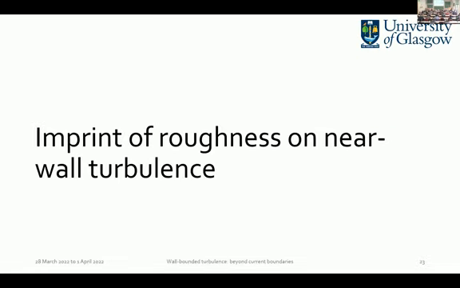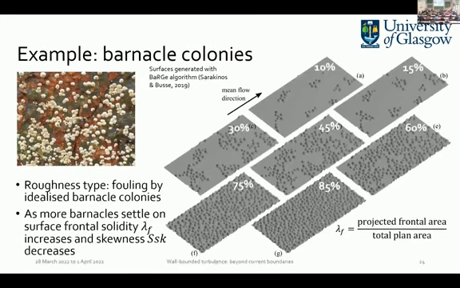Now, in the last part of my talk, I wanted to briefly discuss a slightly different view on near wall flow behavior over rough walls by looking at the imprint of roughness on near wall turbulence. This is fairly recent work, based on a set of surfaces which were inspired by barnacle colonies. This is a roughness type that tries to represent the fouling of a ship hull surface as it's colonized by barnacles. Now these are idealized surfaces, just showing this effect.